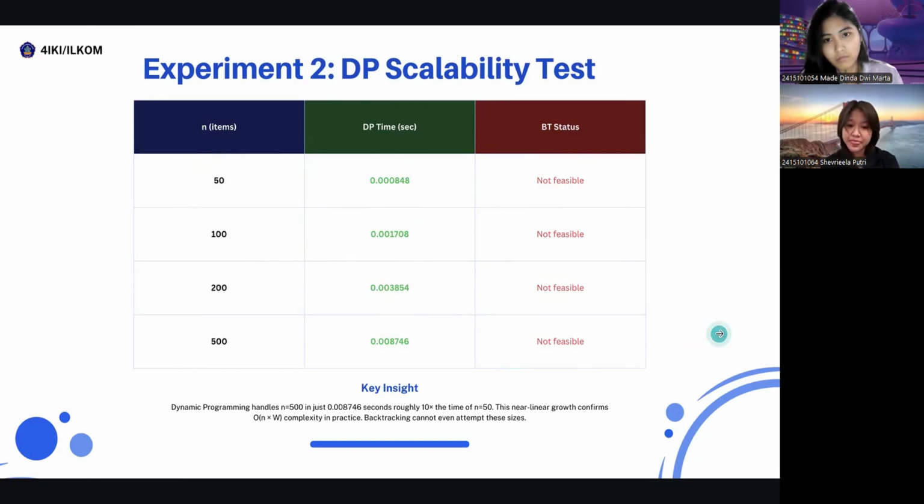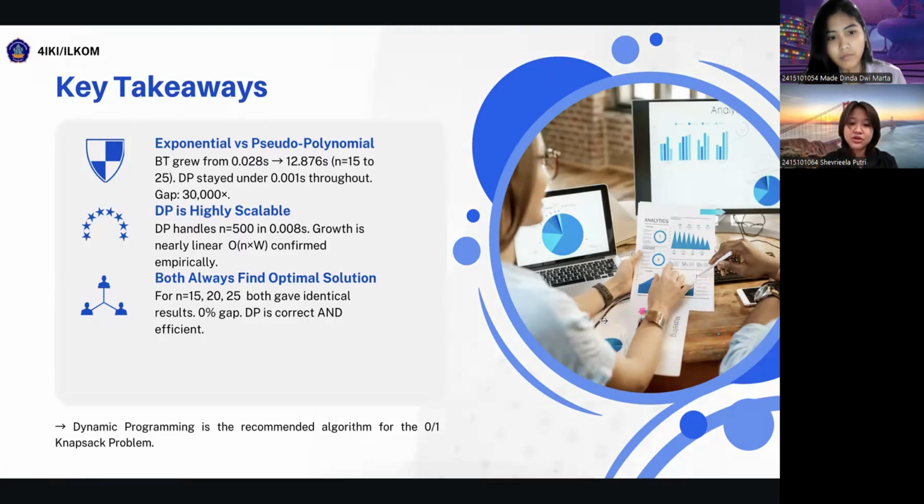All right, so as for the conclusion, to wrap up, we have three main conclusions. The first one is the performance gap is real and dramatic. Backtracking took 0.028 seconds at n equals 25. That is 30,000 times slower than dynamic programming. At n equals 30, it completely failed.